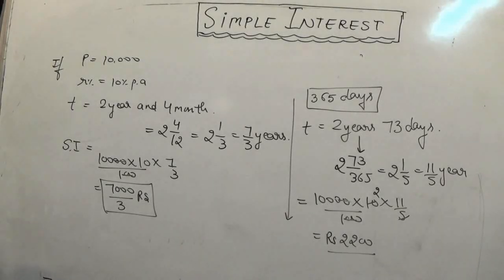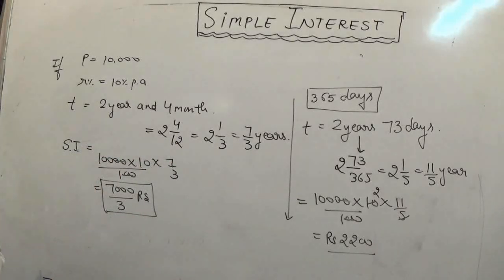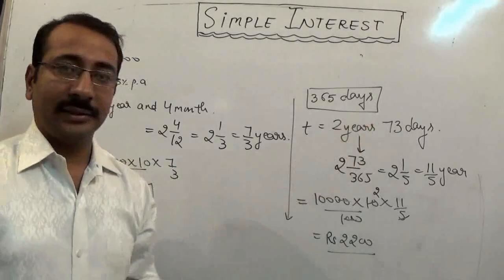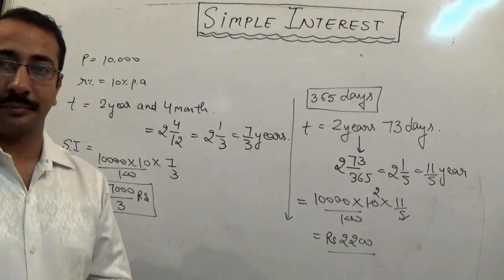I hope the first point is clear to you, in which we understood that when the timing is not given in years, we convert it into years. When months are given, we divide by 12, converting into years. When it is given in days, we divide by 365 and that will be converted into years.